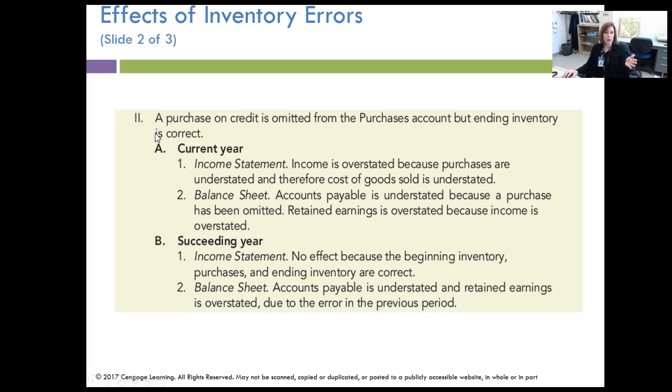Now we have a purchase on credit that's omitted from the purchases account, but we did somehow manage to include it in ending inventory. Not quite sure how that happened, but we did. So now we have income that's overstated because the purchases are understated, and well, I'll let you read this.